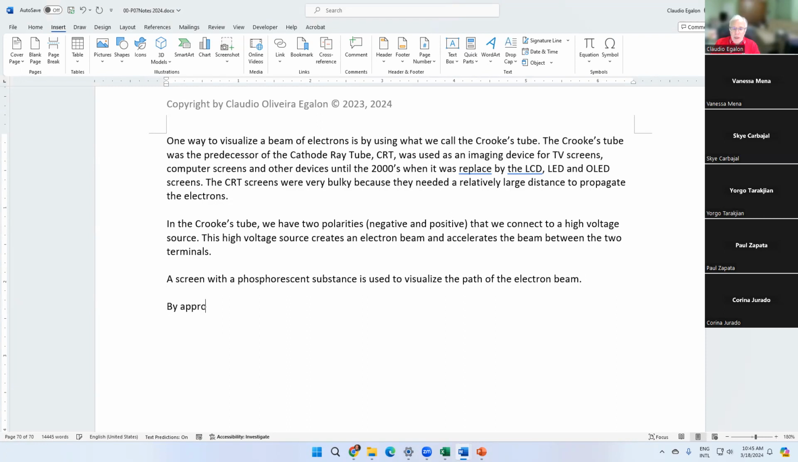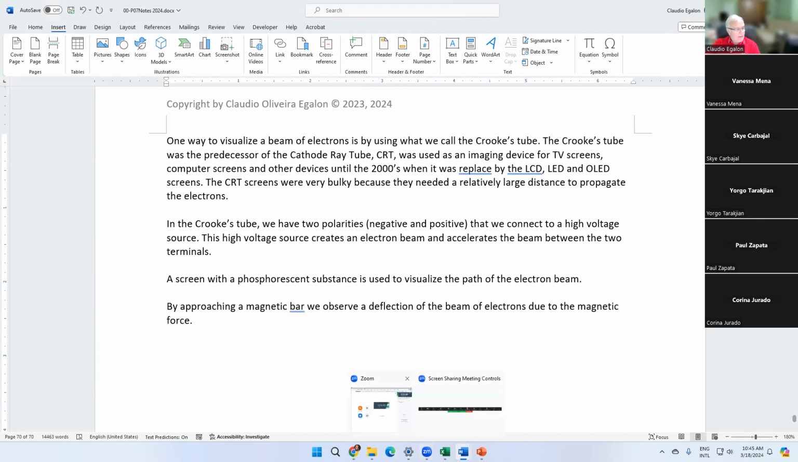By approaching a magnetic bar, we observe a deflection of the beam of electrons due to the magnetic force. Okay. That's what I want to share with you. And now I want to move forward with other things.